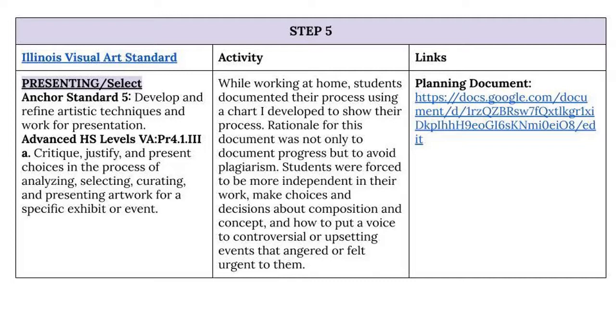Students were forced to be more independent in their work, make choices and decisions about composition and concept, and how to put a voice to controversial or upsetting topics. And this was all very deep thinking for kids who are in high school without their teacher there to give them a pat on the back or hold their hand if they were having trouble.